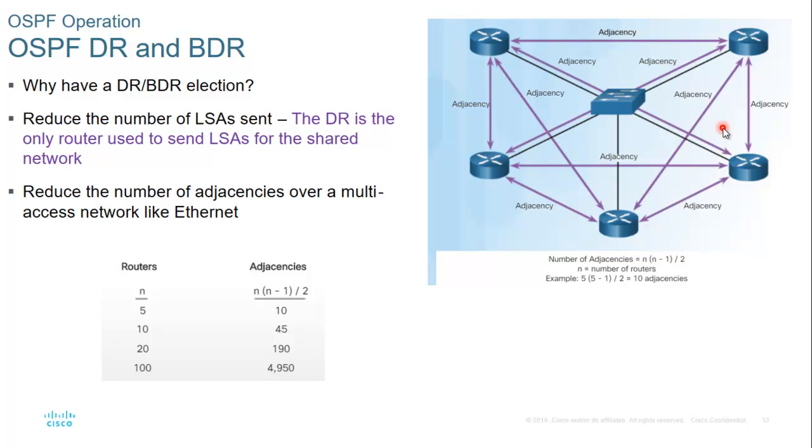So the purpose of a DR is that he is like the master distributor. He will do all the distribution work. And then BDR is a backup. If DR goes down for whatever reasons, then BDR will become the DR. Okay? So not everyone is sending to everyone, and then the network will be full of LSAs. So rather than do that, one entity which is elected as DR is the one that will distribute these LSAs.